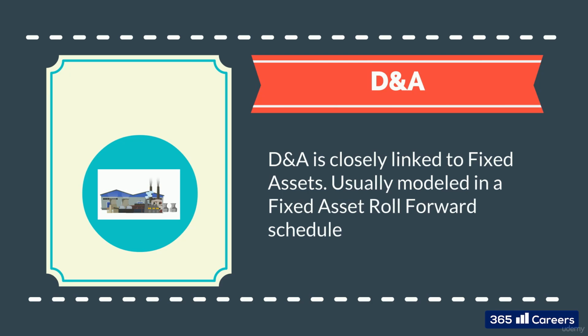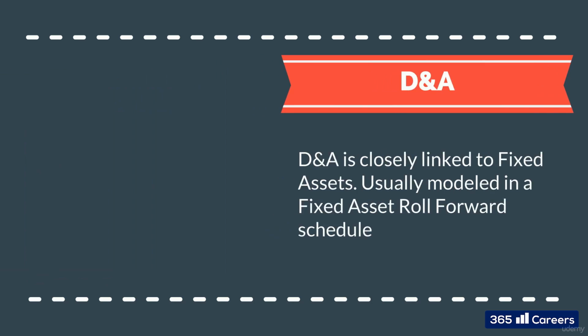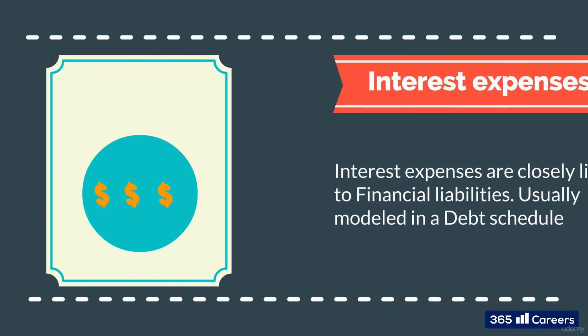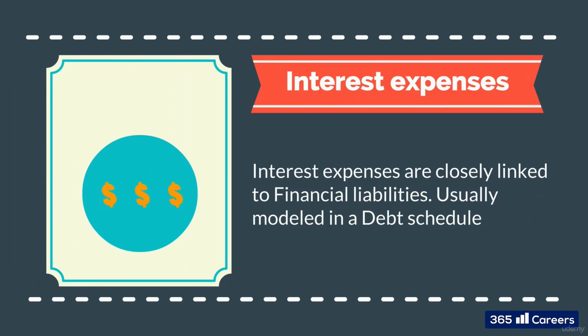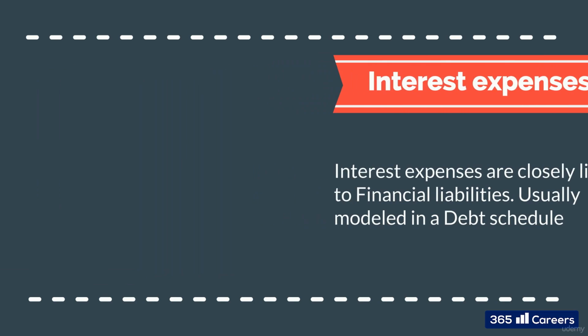D&A is related to the amount of fixed assets being used up and expensed in a financial period. Therefore, it will be closely linked to the amount of existing and new assets on a firm's balance sheet, right? We have to build a separate schedule that will allow us to calculate the amount of D&A in each year. Analogically, interest expenses depend on the amount of financial liabilities a firm has and on the schedule of repayment agreed with lenders. A separate schedule must be built for this item too.